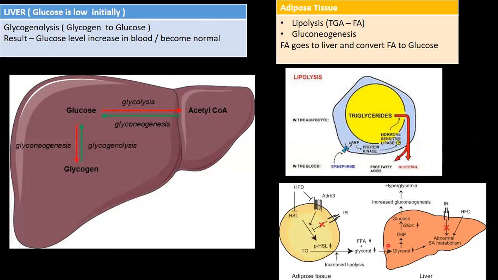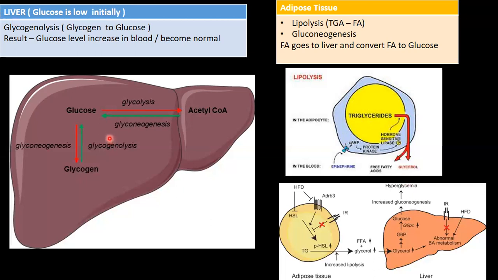When we come to how glucose is formed, this glycerol and fatty acid go into the liver, and there they are converted back to glucose, and it increases the glucose and makes hyperglycemia. So it is a very easy process.